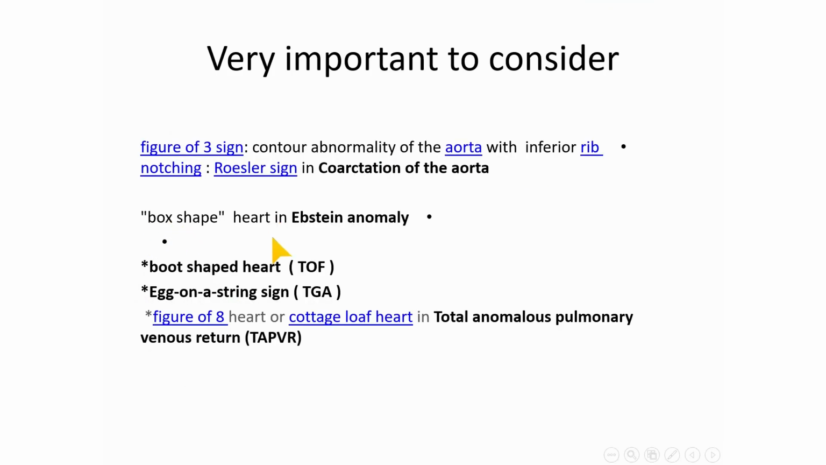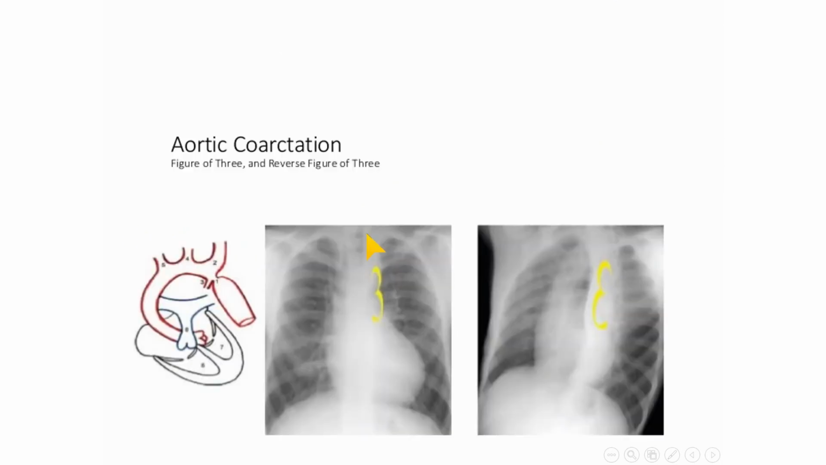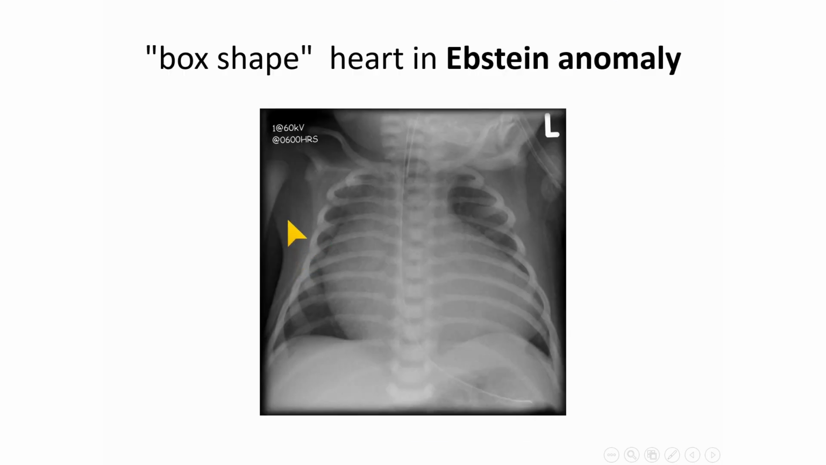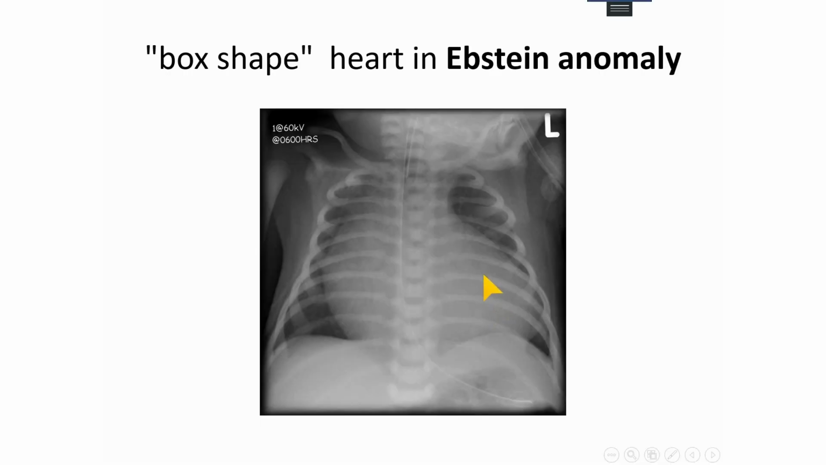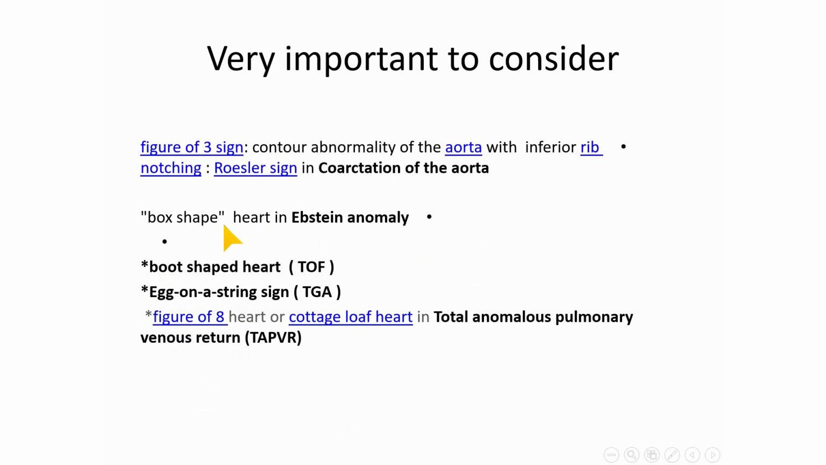We have the box-shaped heart. Box shape occurs in Ebstein anomaly, I mean the absence of the interatrial and interventricular septal defect. There is just one chamber. The heart will be one chamber. It will give a box-shaped heart. So box-shaped heart is in Ebstein anomaly, boot shape, as we said previously, in tetralogy of Fallot.